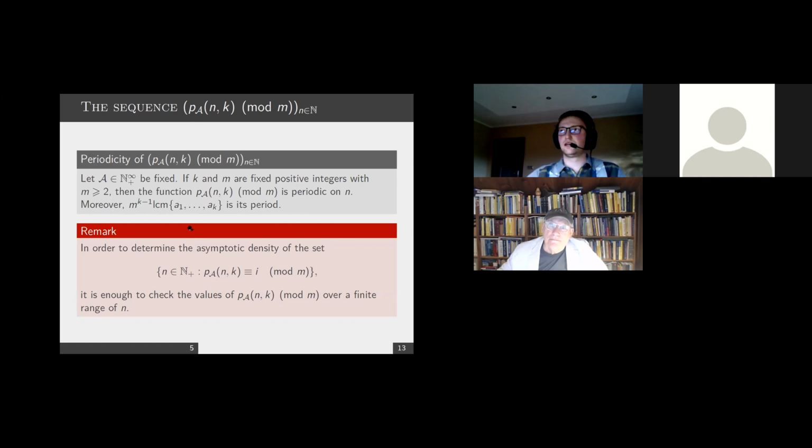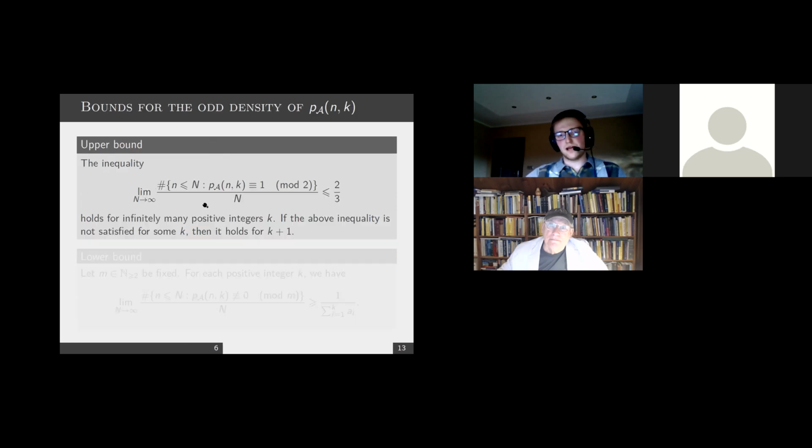From these two theorems, we can deduce an upper bound and a lower bound for the odd density of the restricted partition function. The upper bound is the following. For any sequence of positive integers, the odd density of the restricted partition function p_A(n, k) is bounded from above by 2 over 3, and this inequality holds for infinitely many values of k. More precisely, if this inequality does not hold for some k, then it is automatically satisfied for k plus 1.